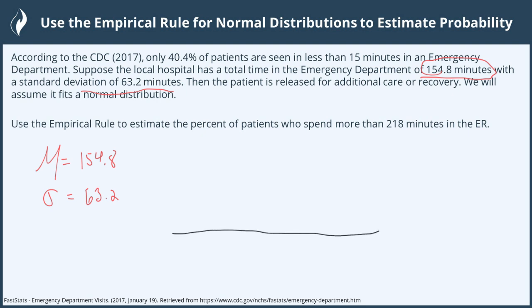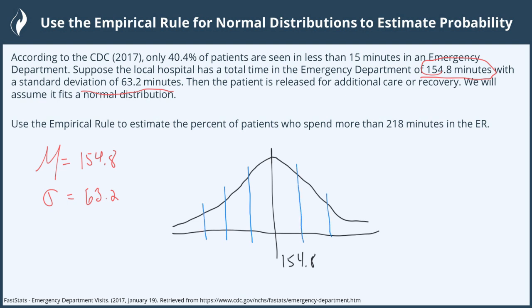So I'm going to start with our mean, so 154.8. Then I'm going to draw an approximate bell curve. It's not perfect, and that's okay. Then I want to add in my standard deviation. So I have one standard deviation here, 2, and then 3. It's not perfect, but it's a good estimate.